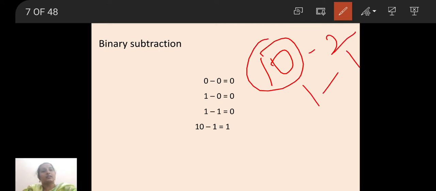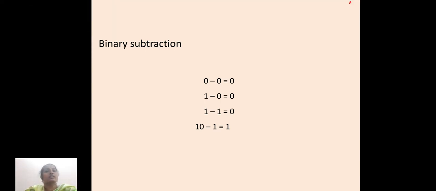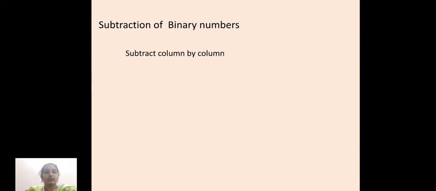How are we getting like this? Here 10 is equal to 2 in decimal. Next, 1 is equal to decimal 1. Finally we are getting 1. Is it clear? Why? Because 10 is equal to 2 in decimal, so 2 minus 1 is equal to 1. So see here, we have two numbers, 1101 and 1010. Now I would like to subtract 1010 from 1101.